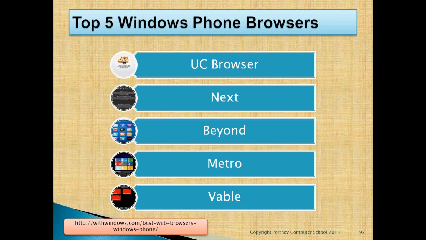When we talk about the top 5 Windows Phone browsers, UC Browser is the most popular, though in China it's number 2. Next, Beyond and Metro are gaining popularity. I actually need to place it a little bit higher. Metro was the main thing in Windows 8, and I can just see it on the screen.